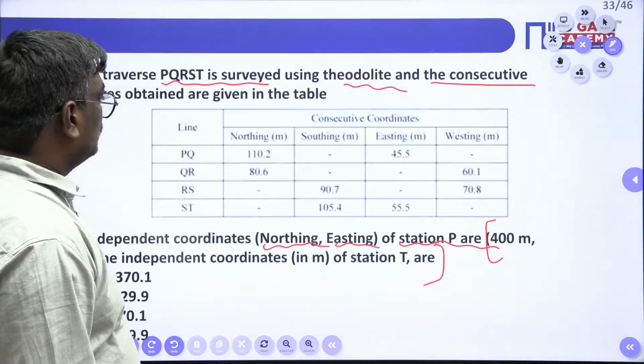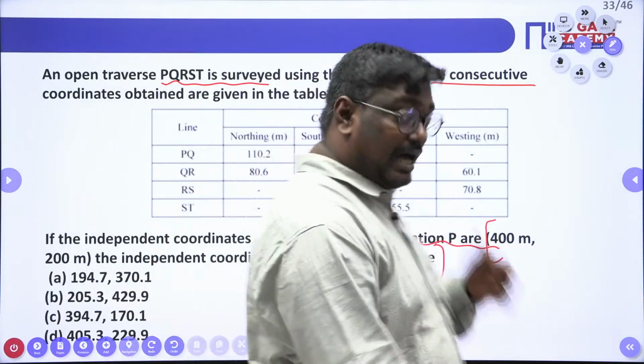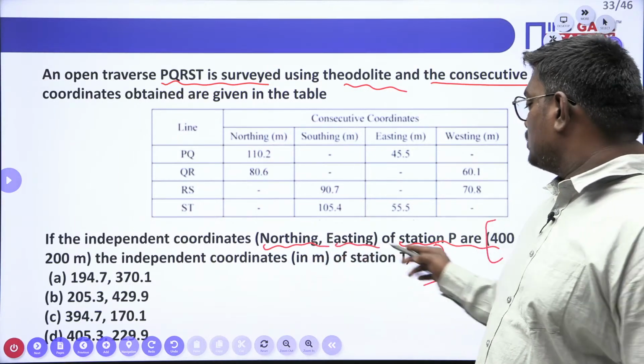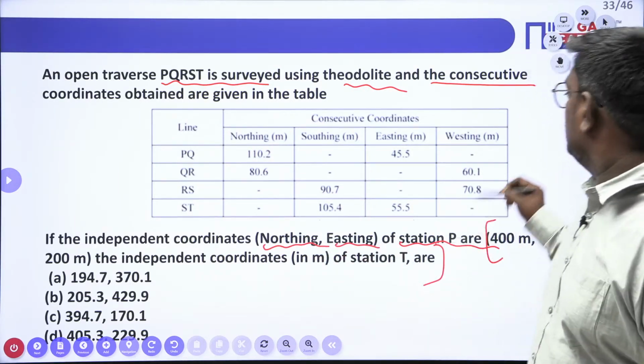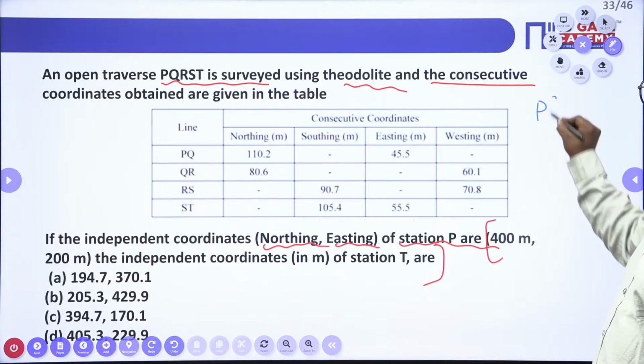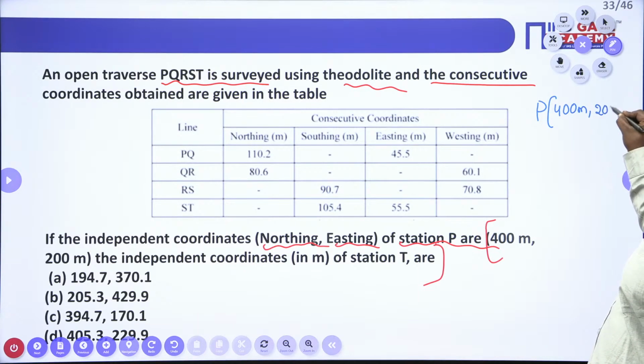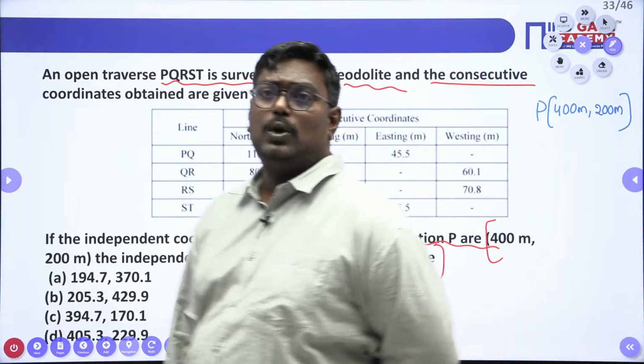Okay, my dear students, is this clear for everyone? Now see students, we have a question given clearly. Find the independent coordinates of station T. The coordinates of station P are how much, my dear students? It is 400 meter comma 200 meter.